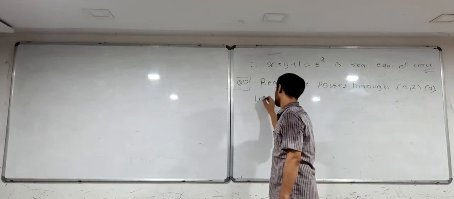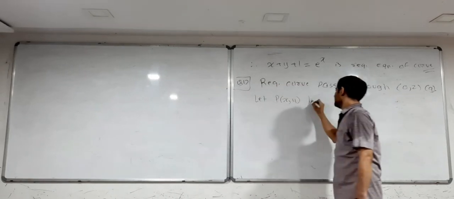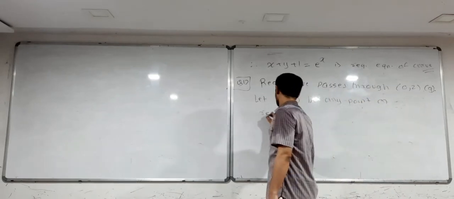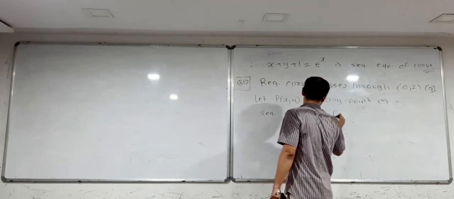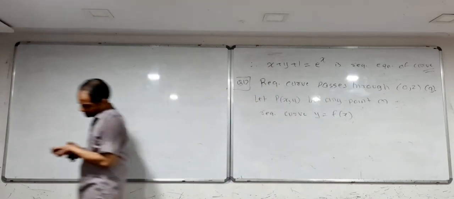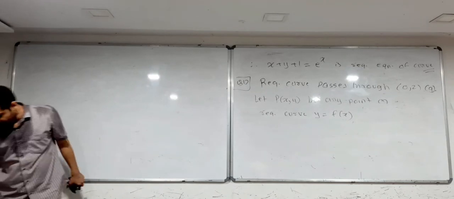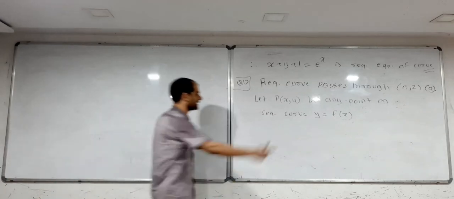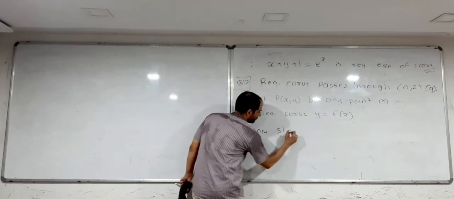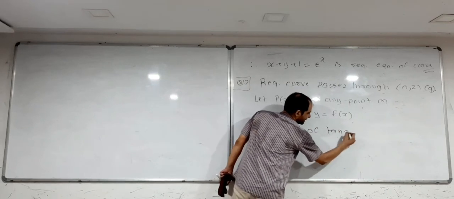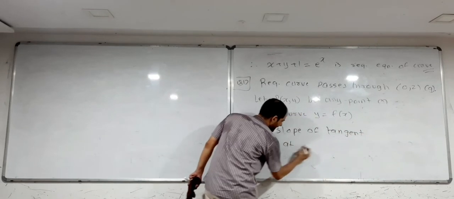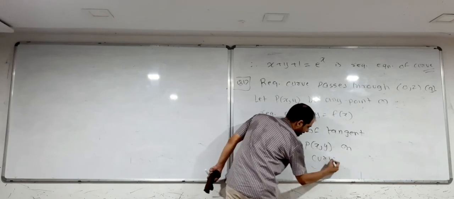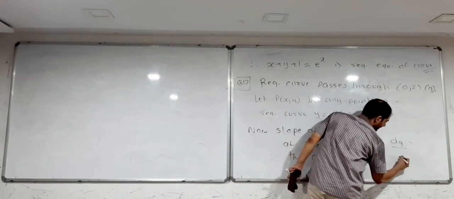Now let P of x y be any point on the required curve, जो है y is equal to f of x के फॉर्म में. Okay, now the sum of the coordinates of any point on the curve exceeds the magnitude of the slope of the tangent to the curve at that point by 5. Now just for a revision, slope of the tangent at any point P of x y on the curve तो क्या होता है? dy by dx.